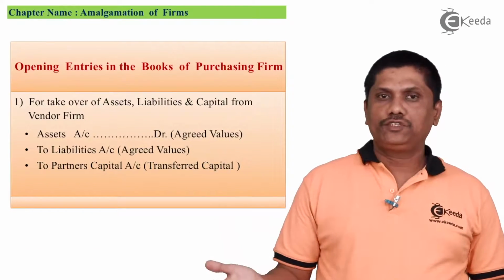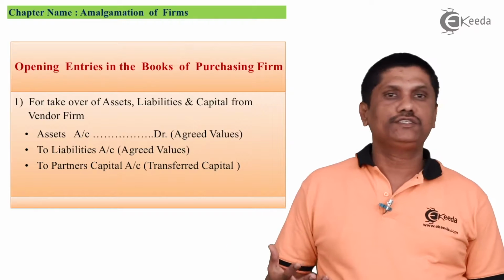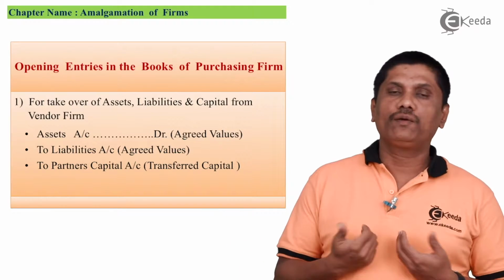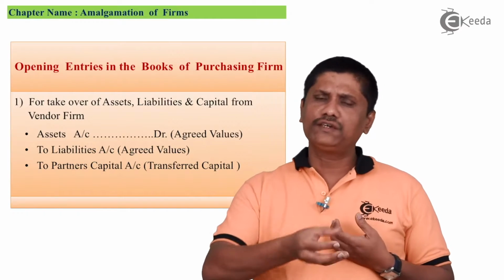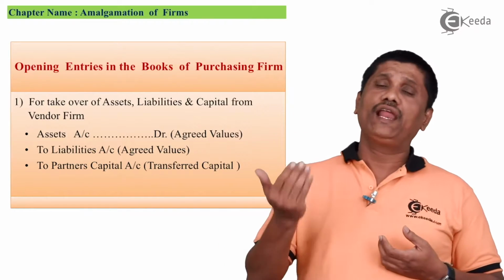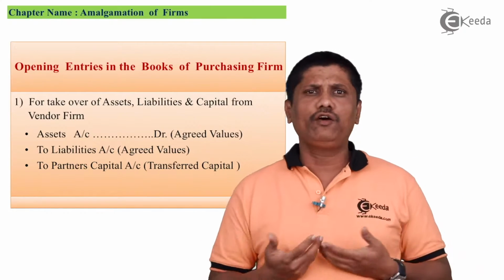Second accounting procedure in your amalgamation of firm: recording the transactions in the books of purchasing firm. Now just imagine you are a purchasing firm. What are we acquiring from the old firm? We are acquiring assets, we are acquiring liabilities, and we are acquiring partners' capital. So what will be our entry?